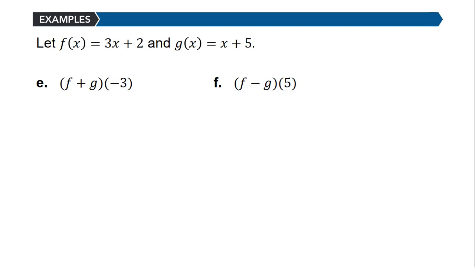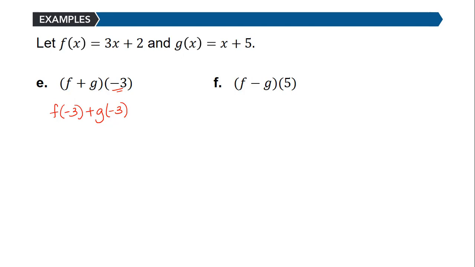And then parts E and F are to find specific function values. It is still f of x is equal to 3x plus 2 and g of x is equal to x plus 5. And we are asked to find f plus g of negative 3. So giving a specific value for x, we can find f of negative 3 plus g of negative 3.